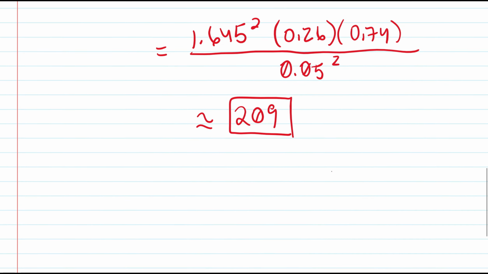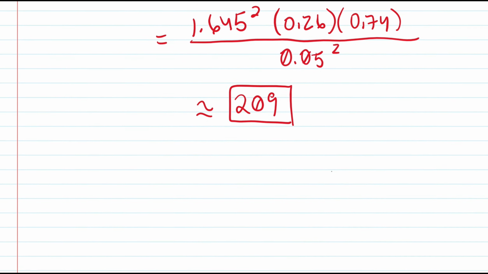Right, and then moving to the last question, part C of the question, said what sample size would produce a margin of error of 3%? So if you notice that the new margin of error of 3% is half of that original margin of error of 6%, right?